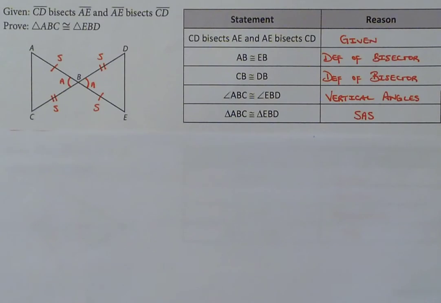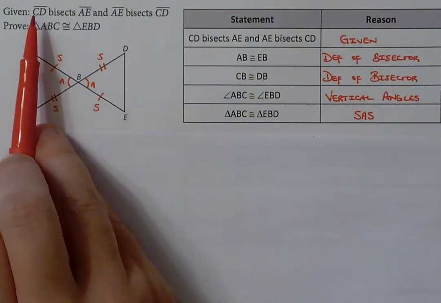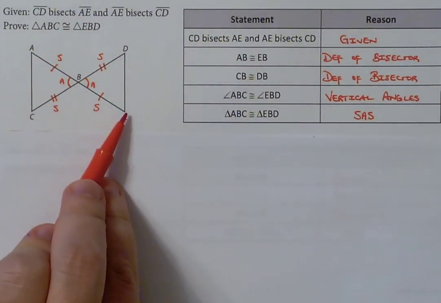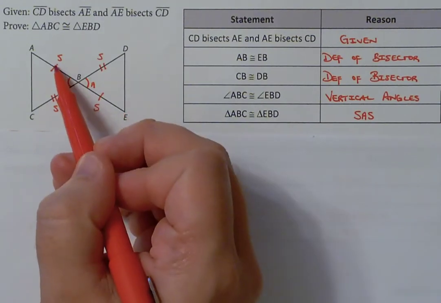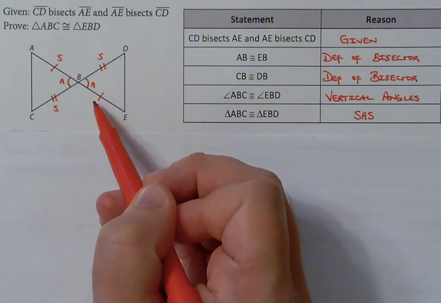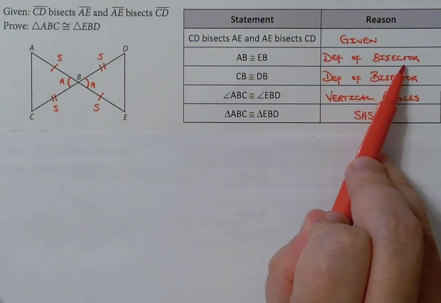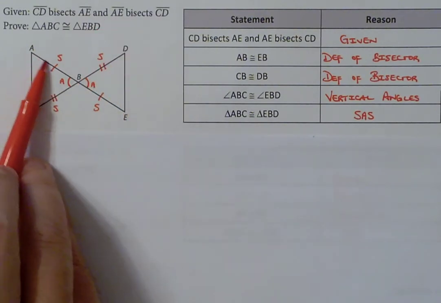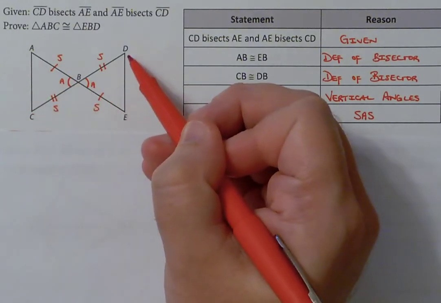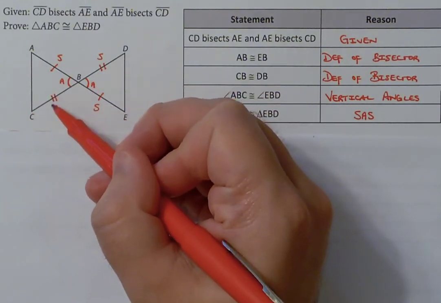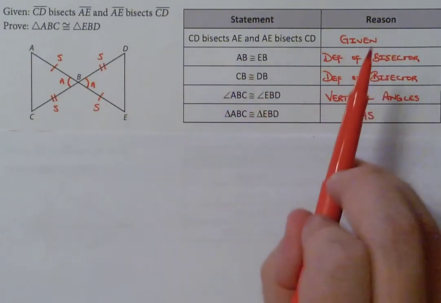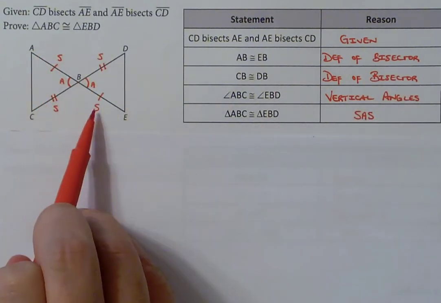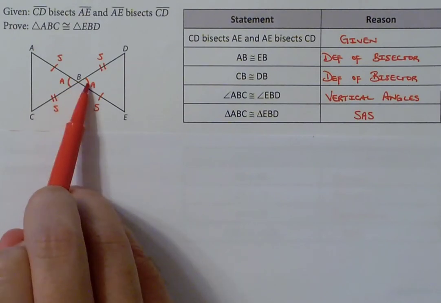So if we look at our second proof, they state CD bisects AE, so that means this line cuts this line in half. If I know it cuts it in half, that means this part is congruent to this part based off the definition of a bisector. And they also state that AE bisects CD, so this line cuts this line in half. So that allows me to know that this segment is congruent to this segment based off the definition of a bisector. So I now have two sides congruent. I just need to know the angle in between is congruent as well.